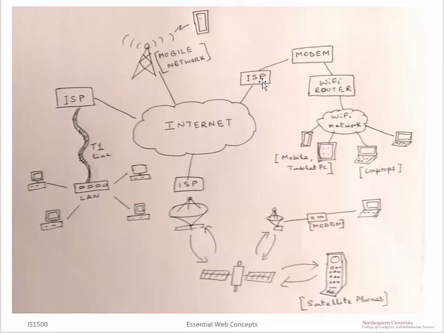Now the ISP, let's say Comcast, has its own network connection to other networks. And we call those other networks generically the Internet. It's not important how the actual transmissions work, but that's how you connect to the Internet.